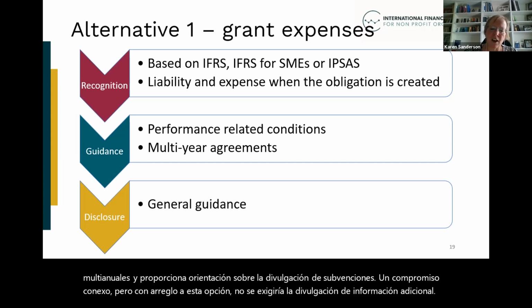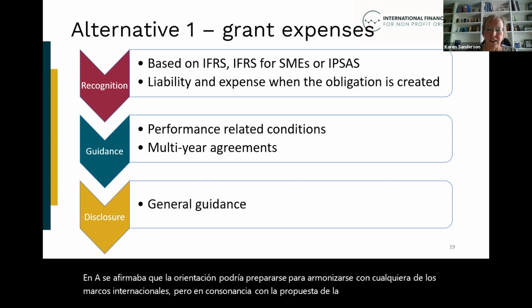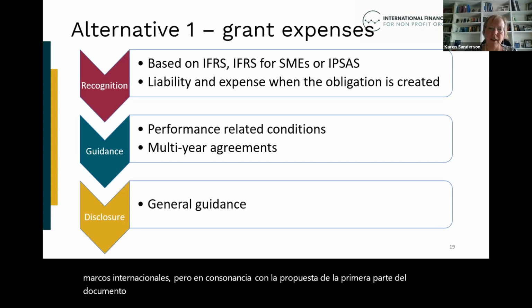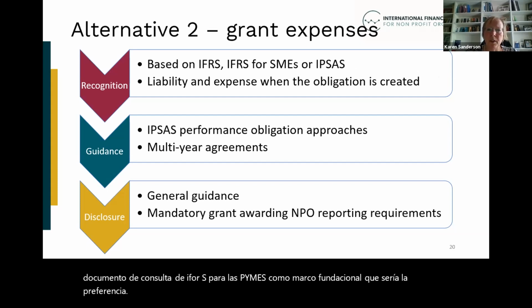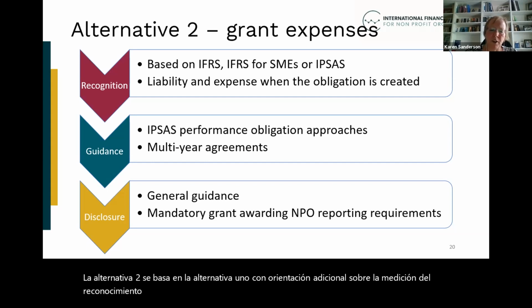But under this option, there would be no additional disclosures mandated. And as stated, the guidance could be prepared to align with any one of the international frameworks, but in line with the proposal in part one of the consultation paper for IFRS for SMEs to be the foundational framework, that would be the preference. Alternative 2 builds on alternative 1 with additional guidance on recognition measurement, but requires that performance obligation approaches in ED 72 on transfers expenses are incorporated into the guidance where IPSAS isn't being used as the base.